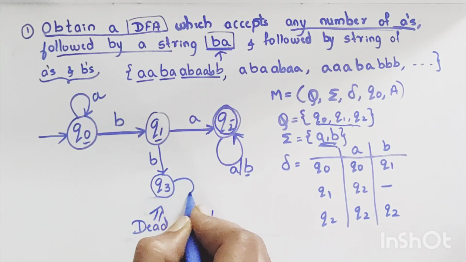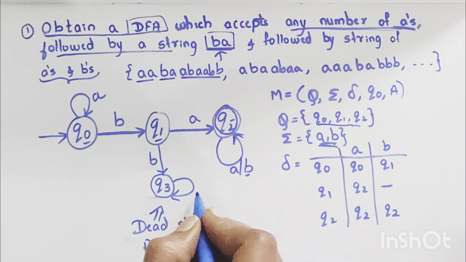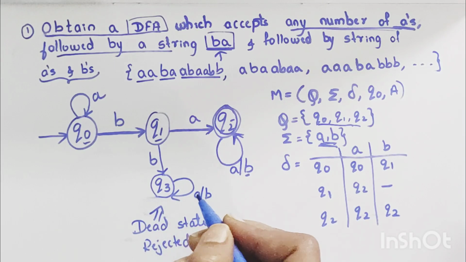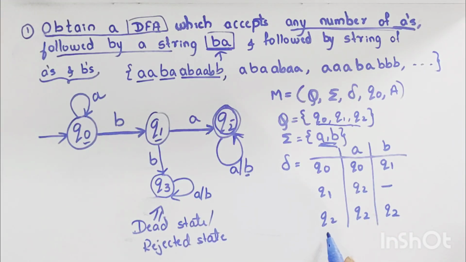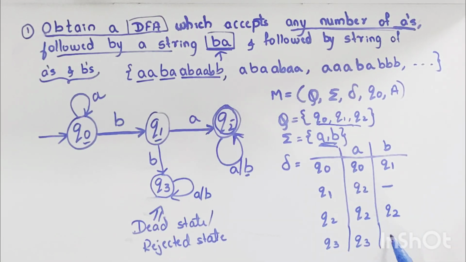So I will show the self loop for this dead state Q3 on A comma B. For A it remains in Q3 only, and for B also it remains in Q3 only.